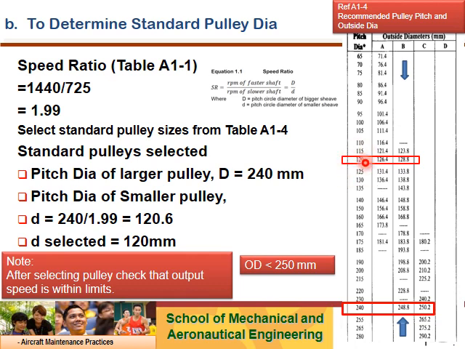Yes? And to double confirm, is it available for section B belt, this pulley? Yes, it is available because there's 128.8 outside diameter. So this indicates that there's a B section V belt 120 pitch diameter pulley available on the market to purchase. Okay, so I determine 240 and 120 as my pulley pitch diameter. Then the next step is very important. Let's go to the next slide. We need to check the output speed limit.